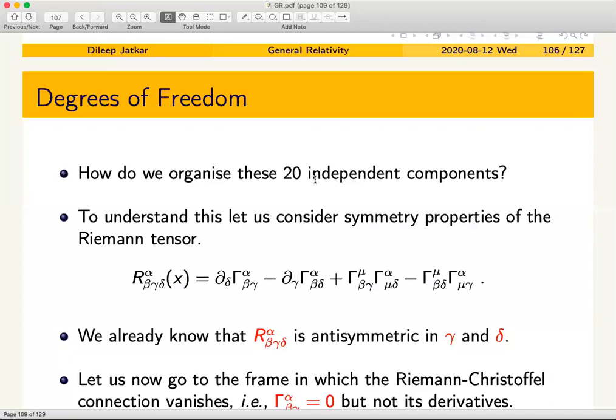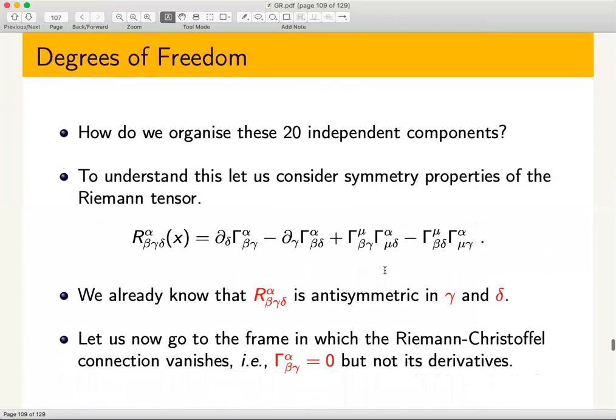Good. So this is the old definition, just copied from what we had written down earlier. And in this definition, there is something we already know, and that is that R alpha beta gamma delta is antisymmetric in gamma and delta. Let's try to simplify our analysis, because we can do this analysis in any coordinate system. In particular, we can work in a coordinate system in which gamma alpha beta gamma is 0.